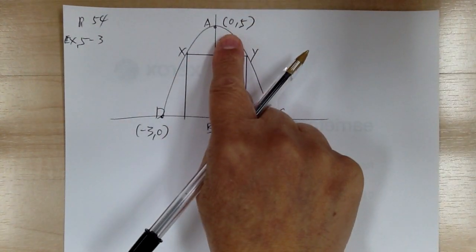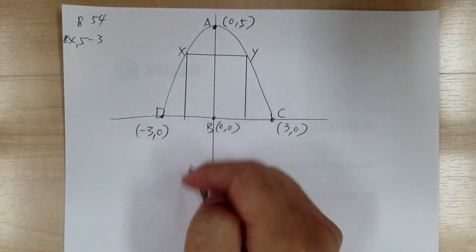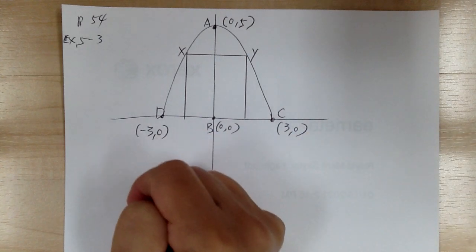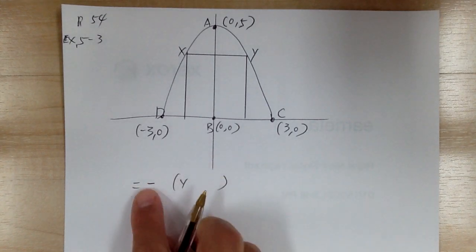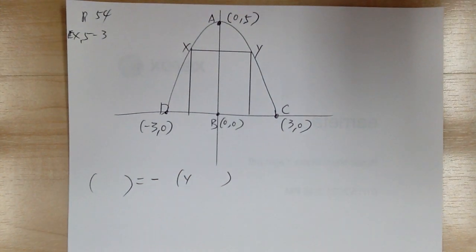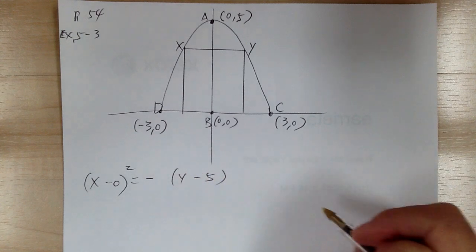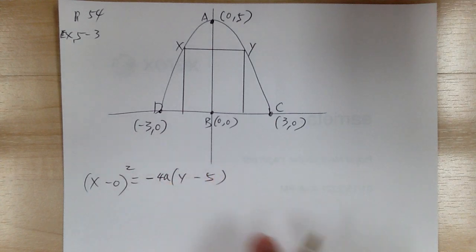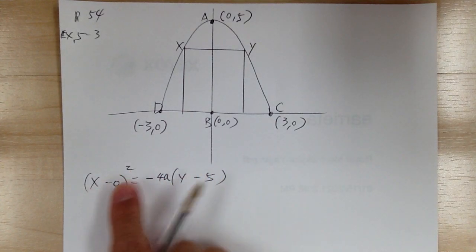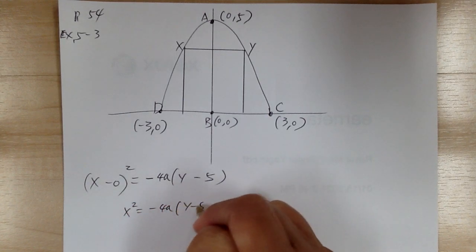Okay, so we can start with our template. Here's your vertex at 0, 5. If you start with your template, this is the negative y direction, so y goes over here, which means x has to go over here with a square. So the vertex is 0, 5, so it would be minus 0, minus 5. Now our equation, and we're going to put 4a over here. So now you can simplify things a little bit. You got x squared equal to negative 4a times y minus 5.